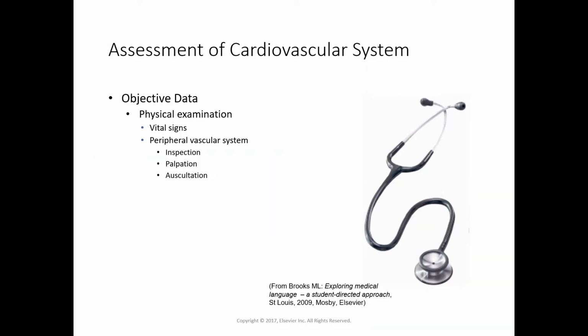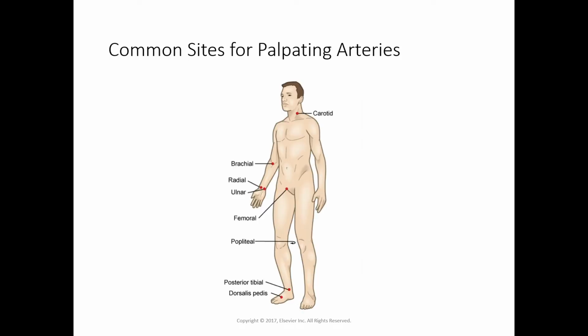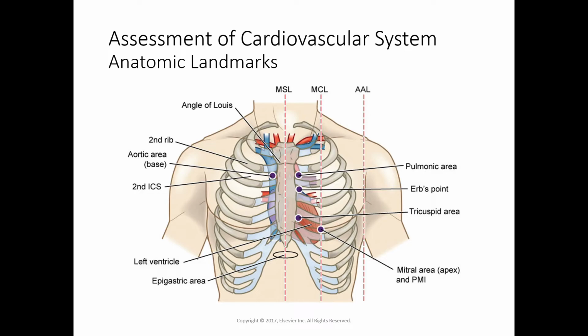Objective data: you already know what we need to do. Vital signs, peripheral vascular system: inspect, palpate, auscultate. We know where to palpate for arteries. This is very important to always keep in mind because it helps us do our head-to-toe physical assessment properly. For example, that's the aortic, pulmonic. The Erb's point is in between the pulmonic and the tricuspid, and then you have the mitral valve or point of maximal intensity. And again, since we're in cardiovascular, let's go back to the basics here.